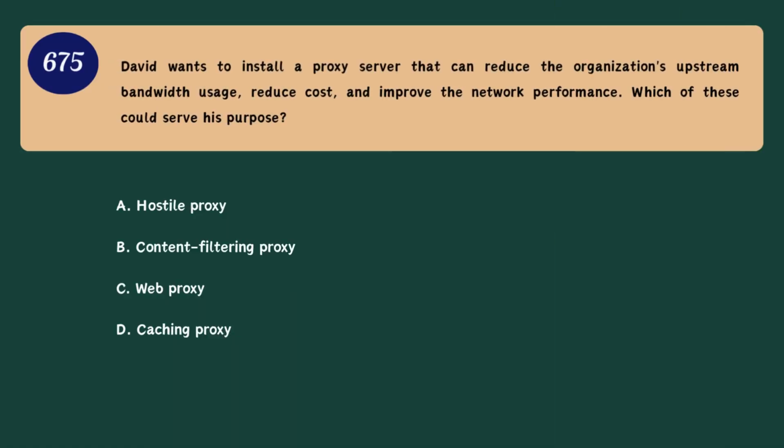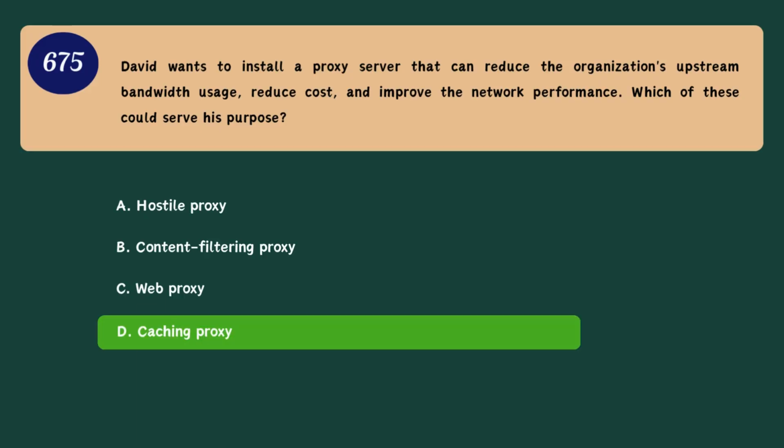Question 675. David wants to install a proxy server that can reduce the organization's upstream bandwidth usage, reduce cost, and improve the network performance. Which of these could serve his purpose? A. Hostile proxy. B. Content filtering proxy. C. Web proxy. D. Caching proxy. Correct answer. D. Caching proxy.